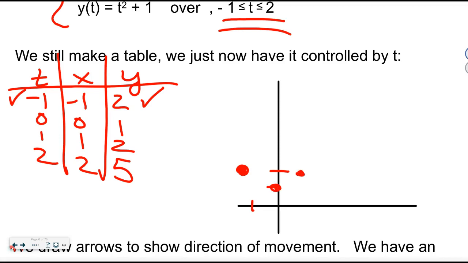1, 2, and then let's just say 2, 5. It doesn't really matter. This last one's called the terminal point. Your calculator will travel from the initial point to the terminal point as fast as you want to make it go. So we'll talk about the calculator in about 5 minutes, but you can control how fast you want it to move. For your parametric graphs, you also need to put these arrows on that indicate direction.